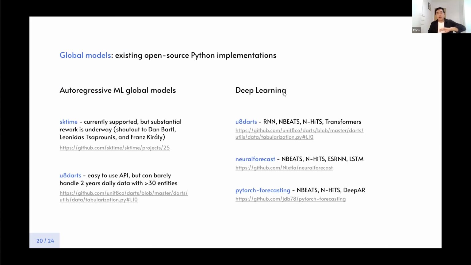So a bit about existing Python implementations. For the AR ML global models, sktime, shout out to Dan, Leo, and Franz, are currently working on refactoring their reducer class. It's currently supported from my knowledge, but I know there's substantial rework being done to simplify the API. Darts, another open source forecasting library from the Swiss consulting company Unit 8, also released an implementation of autoregressive machine learning models.